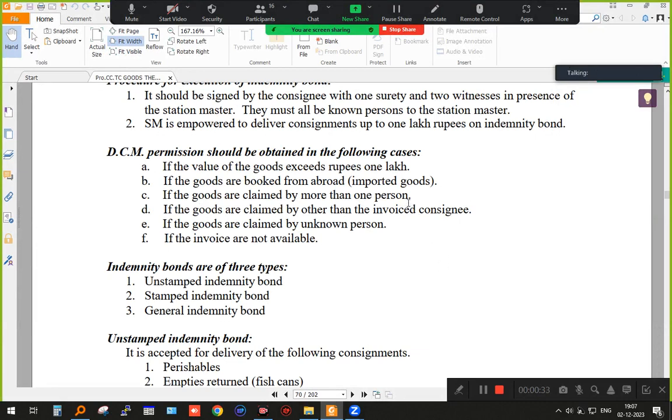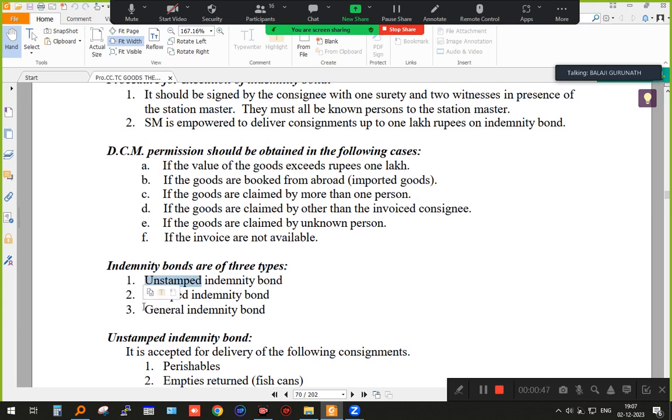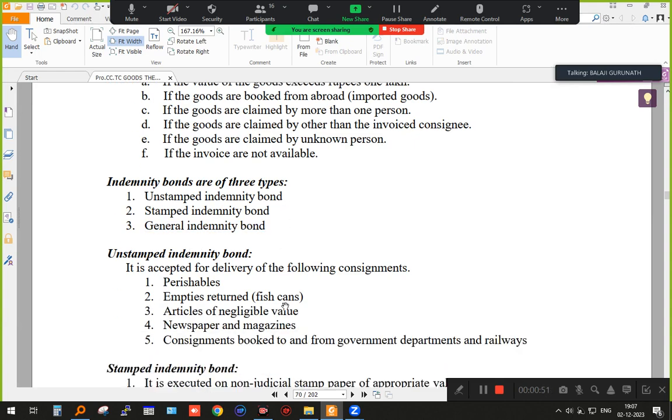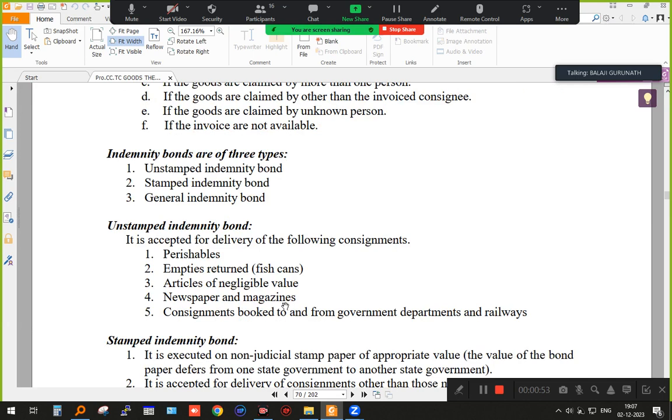Okay, so now we will continue with the chapter of indemnity bond. Indemnity bonds are of three types: unstamped indemnity bond, stamped indemnity bond, and then general indemnity bond. Last week we saw what an unstamped indemnity bond is. However, we will again go through it.